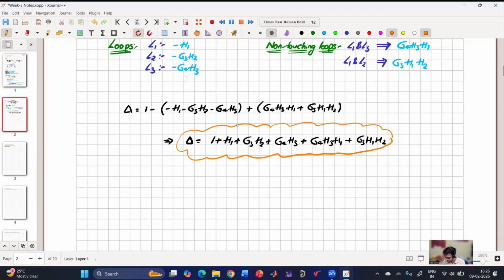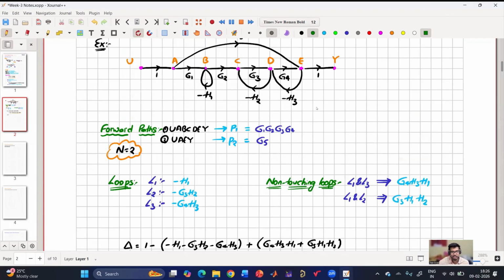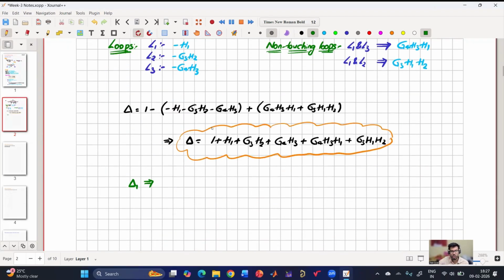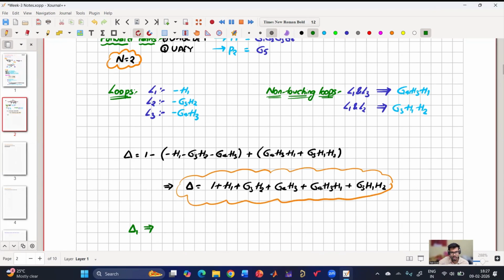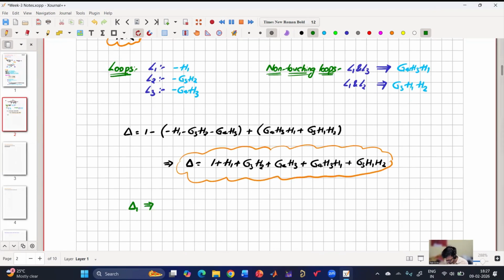So for calculating delta 1, are there any loops that are not touching this? All the loops are touching, sir. All the loops are touching. So no non-touching loops means delta 1 is equal to just 1. So delta 1 is 1.